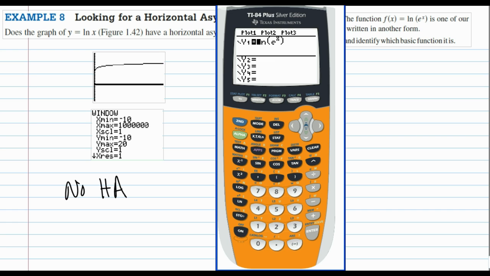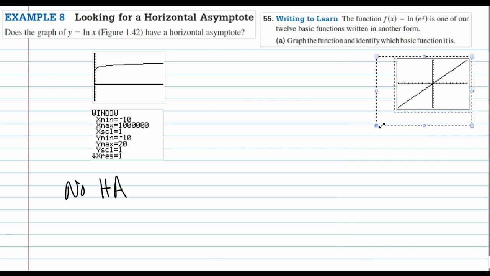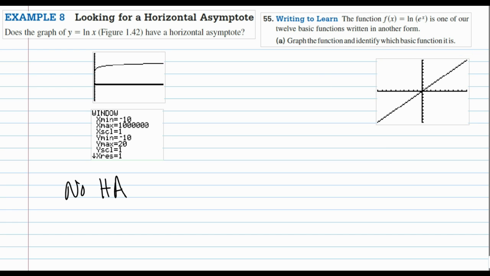So in my calculator I put in y equals the natural log of e, which is second division sign, to the x power. Hit zoom 6 and graph, and I actually see that it isn't a third basic function. That is the basic function y equals x. Interesting. We're going to learn a little bit more about that in section 1.5 and a lot more about that in chapter 3.